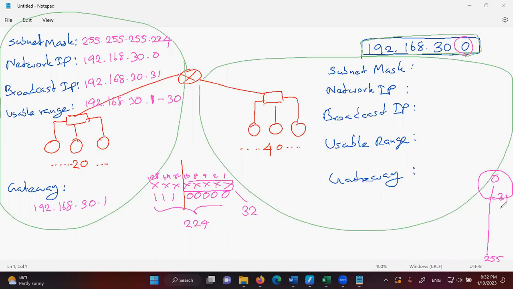Okay, next network. The next network has 40 computers. So altogether we need 43 computers, right? Sorry, 43 IP addresses. We need 43 altogether.